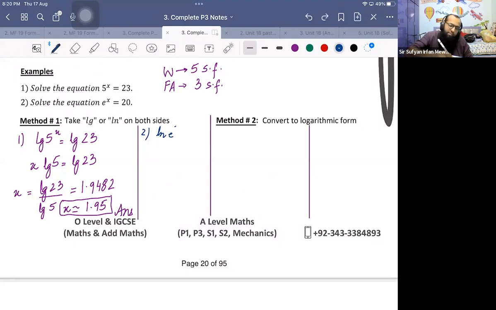ln e power x is equals to ln 20. As per the power law, x will come at the front. x ln e is equals to ln 20. Now we all know that ln e equals 1, because ln e means log of e with a base of e. So if this is 1, then the answer of x will be ln 20. So this will be simpler and quicker.